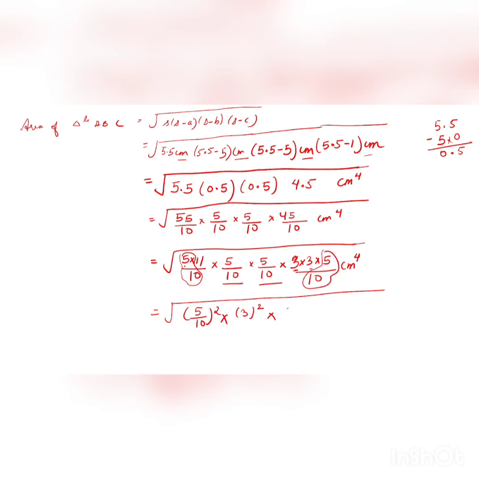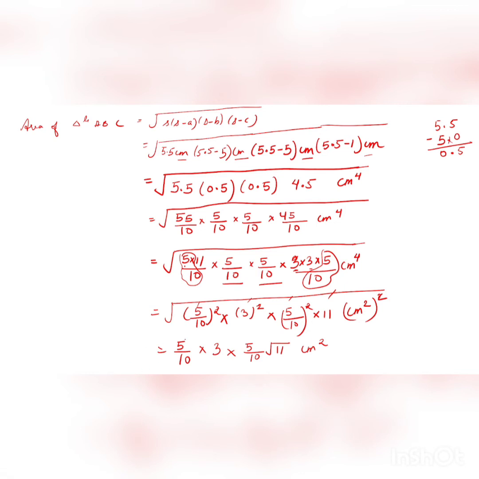Can I write this like that? 5 by 10 the whole thing square. And what is left? 11 is left, and you can write centimeter to the power 4 as centimeter square into centimeter square. Clear? So you cancel out all of this. You can cancel them out. Clear? So you'll be left with 5 by 10 into 3 into 5 by 10 root 11 centimeter square.